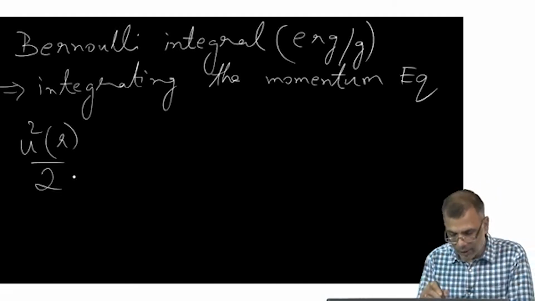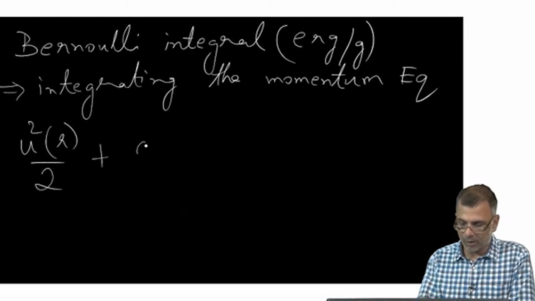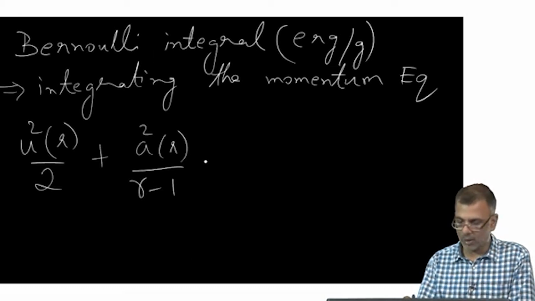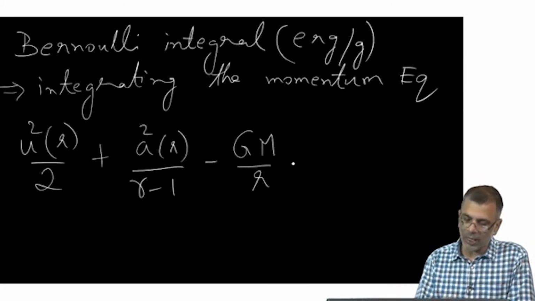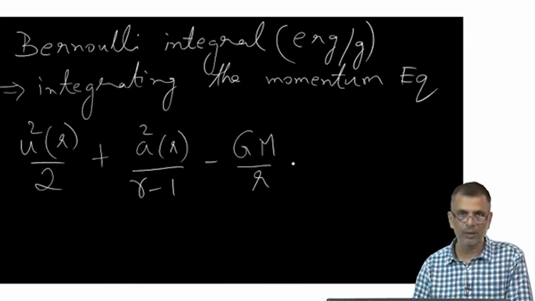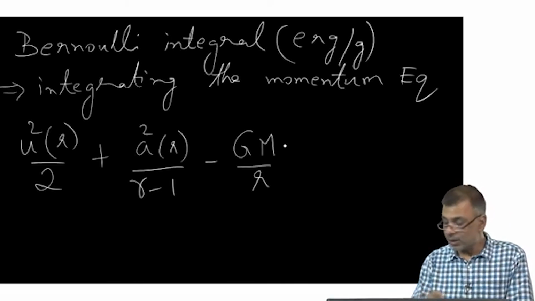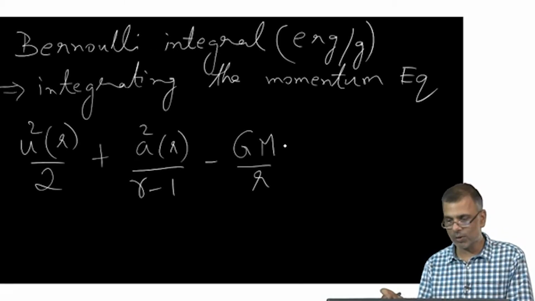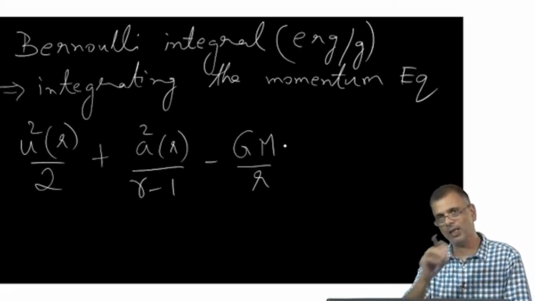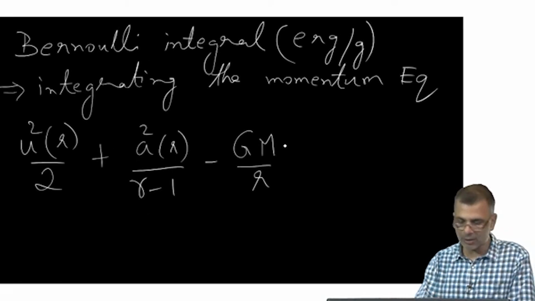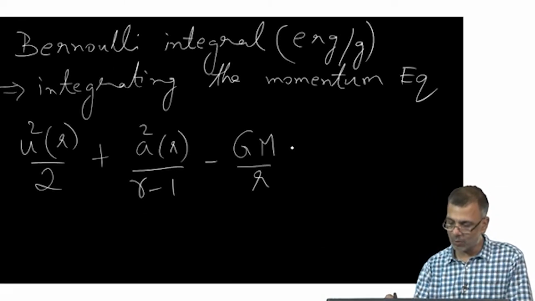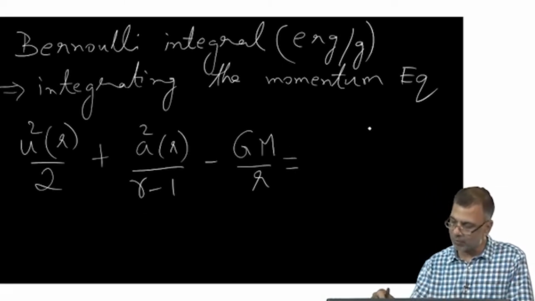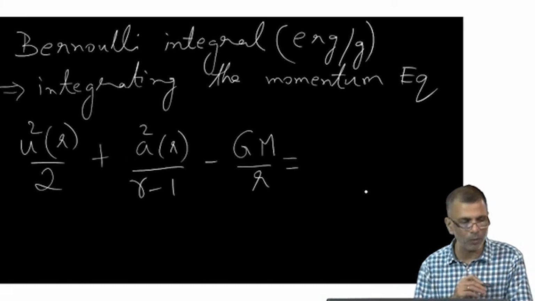This is the kinetic energy per gram, this is the internal energy per gram, and this is the gravitational potential energy per gram. So this would be at any given r. And this is conserved. That's the whole point of the Bernoulli integral. This is the same at any r. No matter what the r is, the various terms will balance each other so that the sum is always the same. Now, this would be equal to whatever its value is at infinity. And what would be its value at infinity?